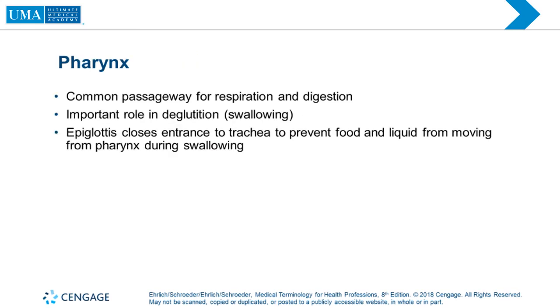The next structure is our pharynx, and our pharynx is commonly referred to as a passageway. It's the passageway for both our respiration as well as our digestion. Now, our pharynx plays key roles in deglutition, and this is actually what we know as swallowing. The epiglottis is a lid-like structure that closes off the entrance to the trachea to prevent food and liquids from moving from the pharynx during swallowing. Remember, the trachea is also known as our windpipe.